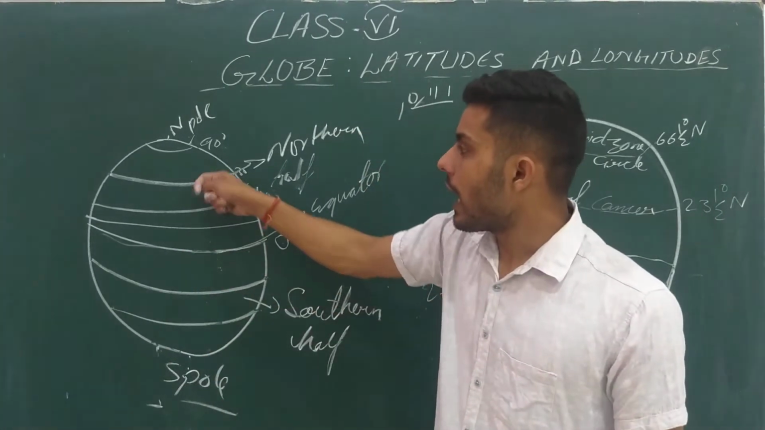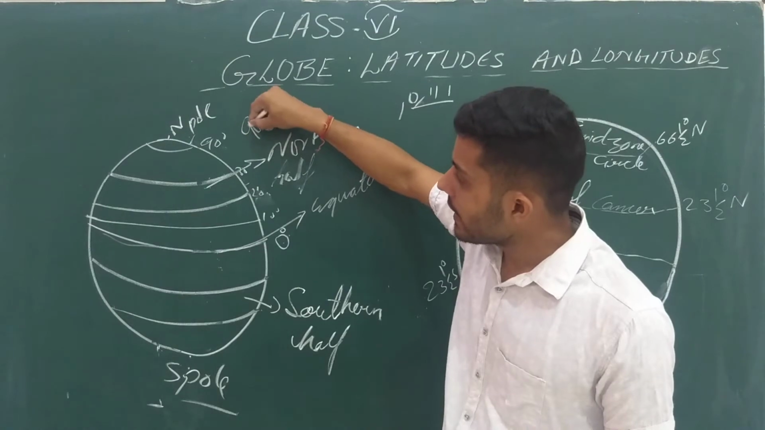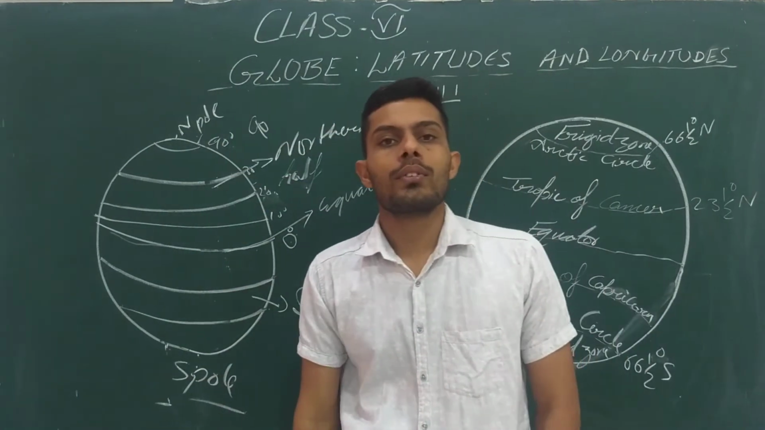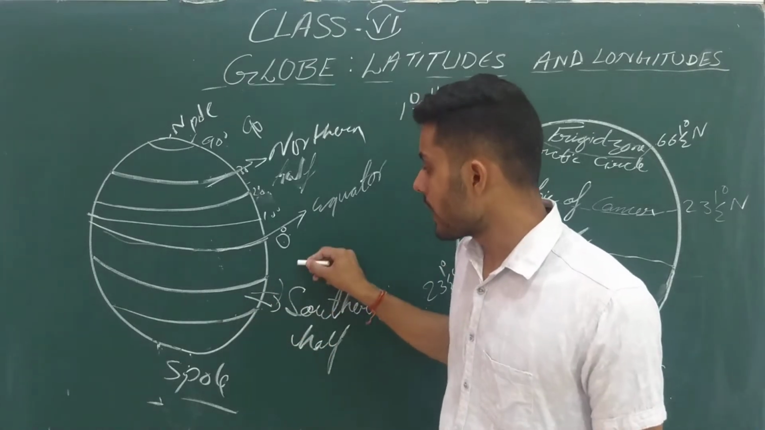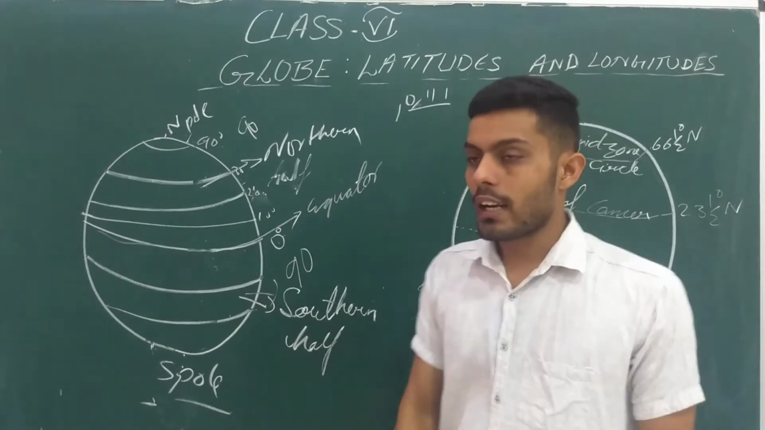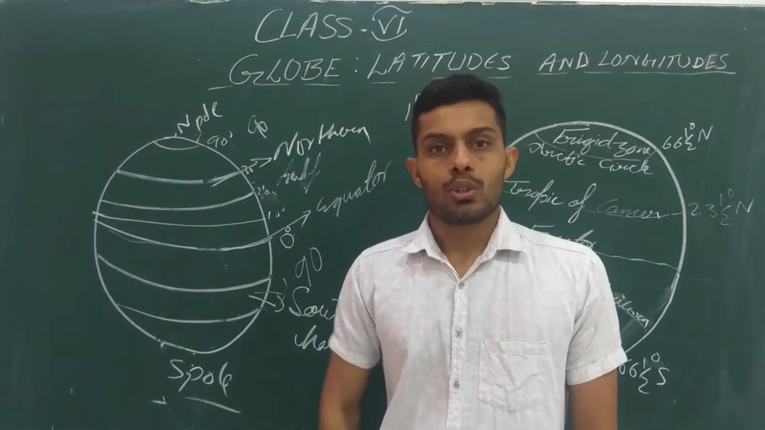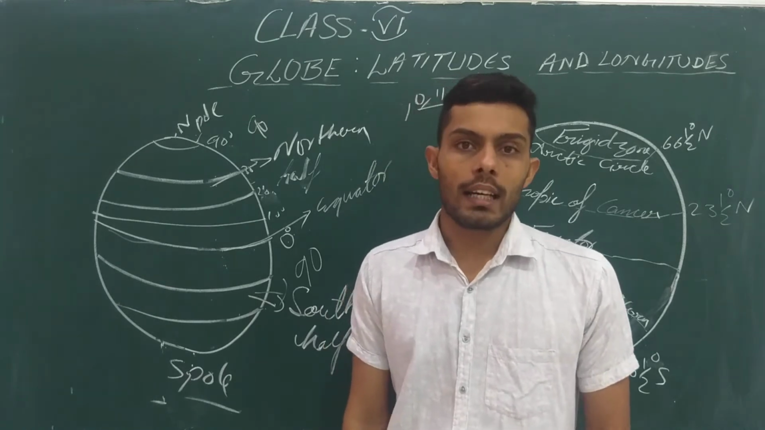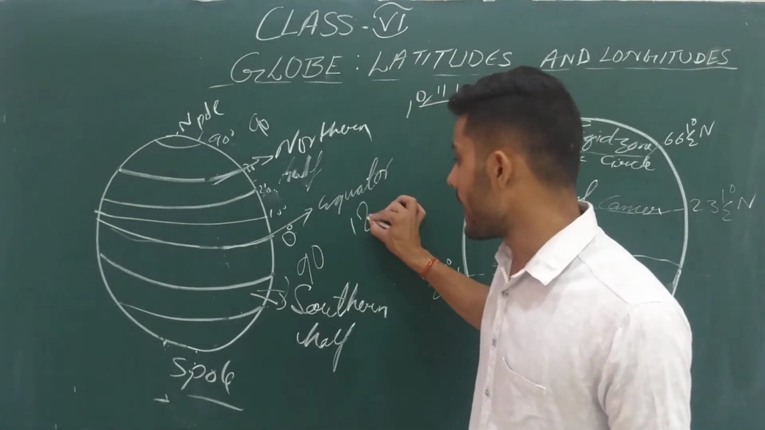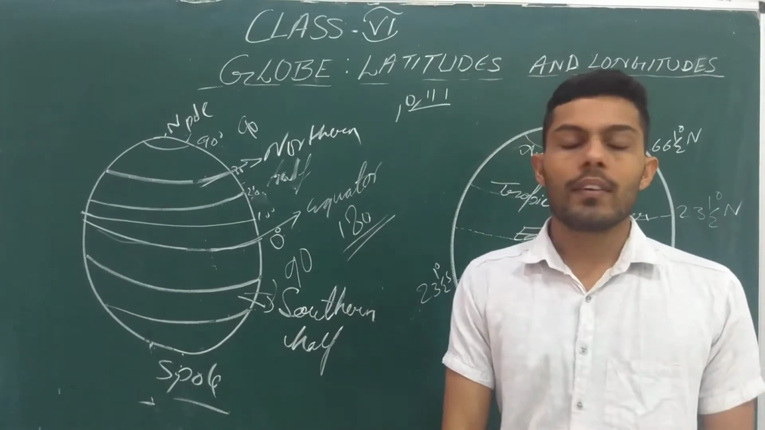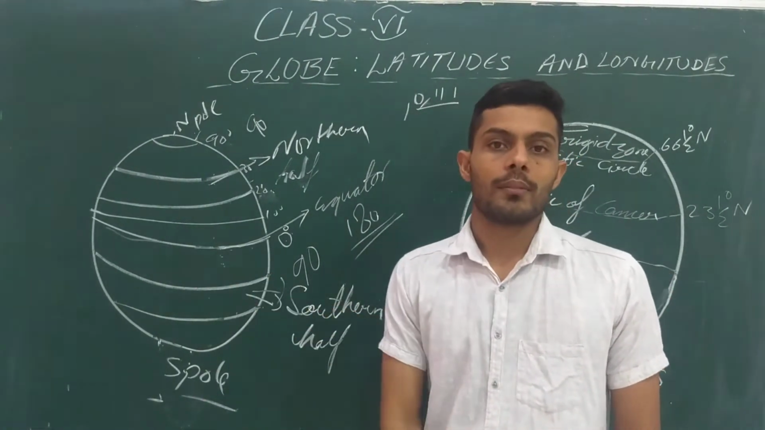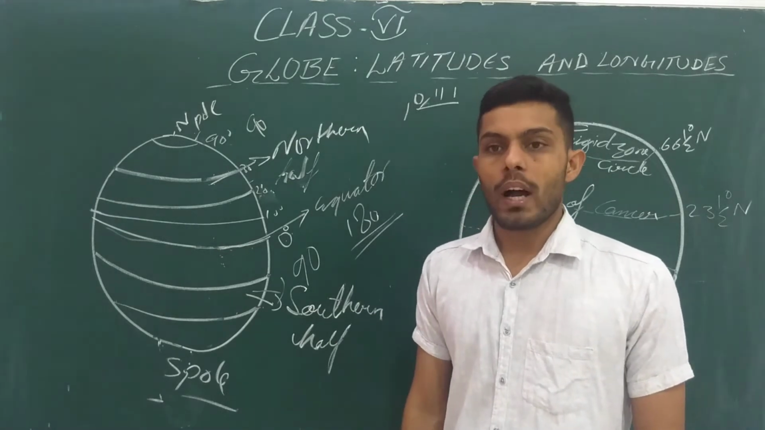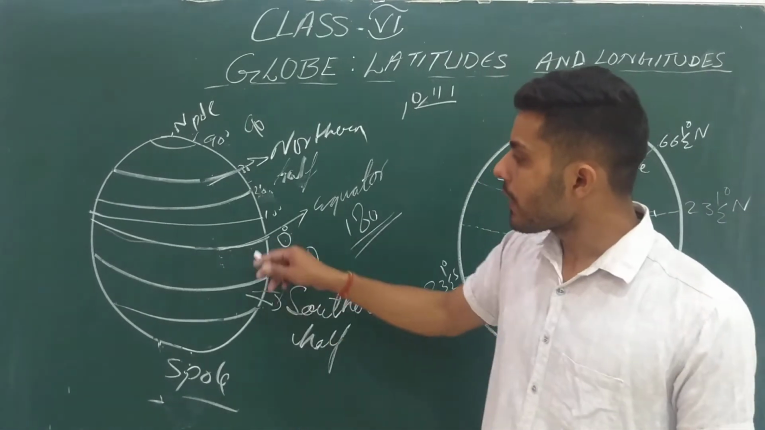So in the northern half there are a total of 90 parallels of latitude, and in the southern half there are also 90 parallel lines of latitude. So the total parallels of latitude are 180, excluding the equator. Got it, beta?